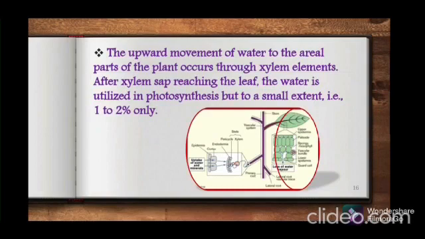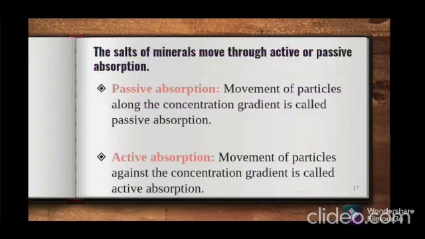After xylem sap reaches the leaf, the water is utilized in photosynthesis, but to a small extent, that is 1 to 2% only. The salts of minerals move through active or passive absorption. Passive absorption. Movement of particles along the concentration gradient is called passive absorption. Active absorption. Movement of particles against the concentration gradient is called active absorption.